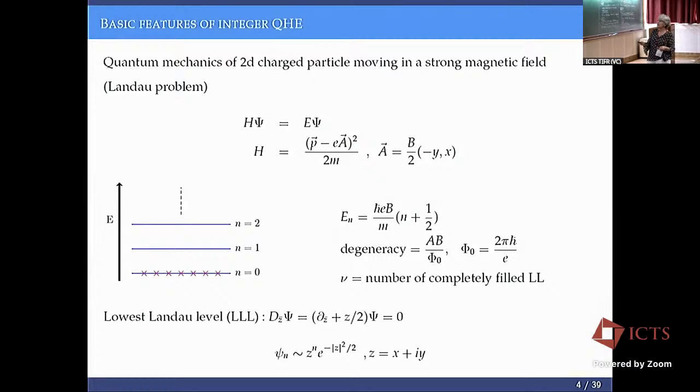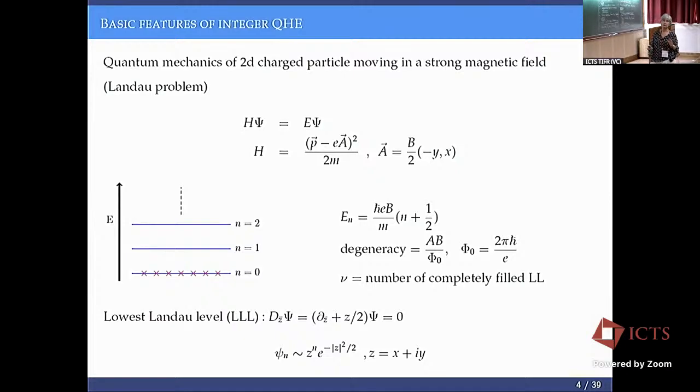Now, by the way, let me say one more thing. I can explicitly write down the wave functions. These are single particle wave functions on the lowest Landau level. This Hamiltonian, up to a constant, is given in terms of a covariant derivative, d and d bar. So d bar on psi is 0 gives me these wave functions, which, up to this exponential factor, are holomorphic functions.